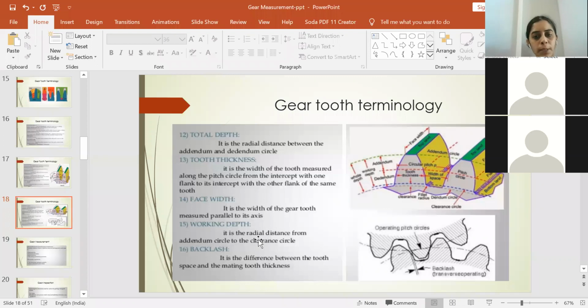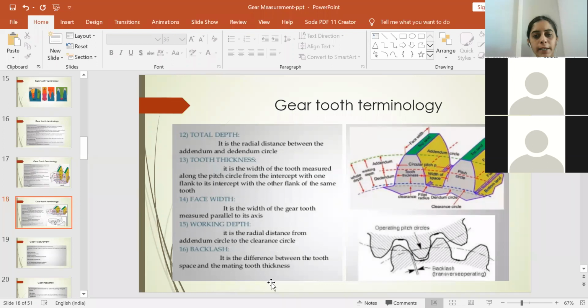And you should know what you mean by working depth. Working depth will be equal to whole depth minus the clearance value. That will give the actual working depth of the gear. So it is the radial distance from addendum circle to the clearance circle, not to the dedendum circle. If you write the dedendum circle, it gets connected to our base circle. So you have to just tell it is the clearance circle. So this is the clearance. So the imaginary circle which is traced when the gear is rotating is called the clearance circle. So you define that as a radial distance from addendum circle to the clearance circle.